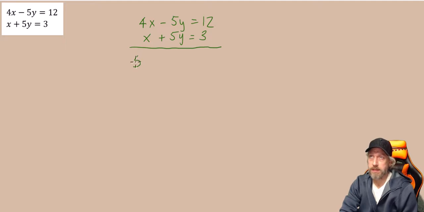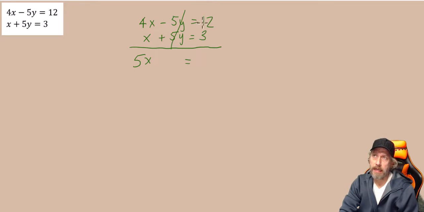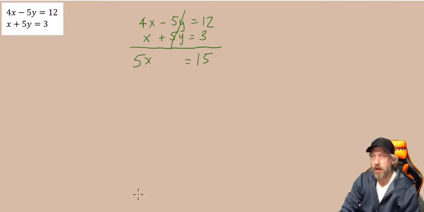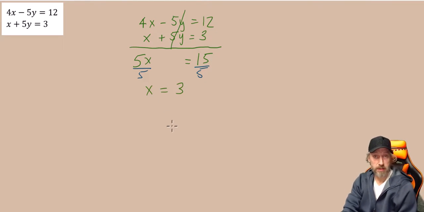4x plus x equals 5x. Negative 5y plus 5y is that critical zeroing out for one of our variables. And then 12 plus 3 equals 15. Let's keep going. So next we'll solve this equation. Opposite of times 5, we'll do divided by 5. And 15 divided by 5, we've got x equals 3. First part of our solution.